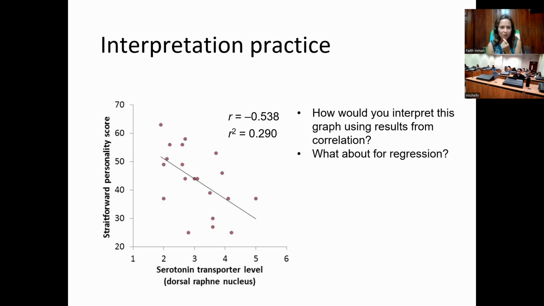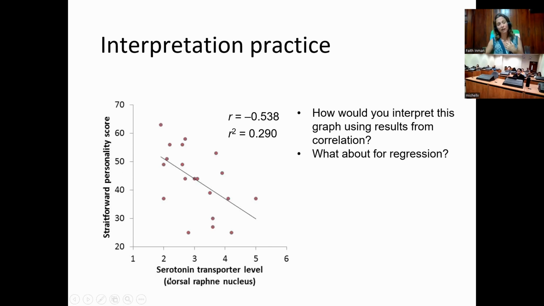We could say, well, serotonin transporter. Oh, wait, let's start with talking about our Y. Straightforward personality score decreases moderately strongly with serotonin transporter level, or serotonin transporter level and straightforward personality score have a moderate negative relationship. Because I guess it doesn't matter if you're X or Y, right? Think about it. I don't know very much about this, but who knows which really should go on X or Y?